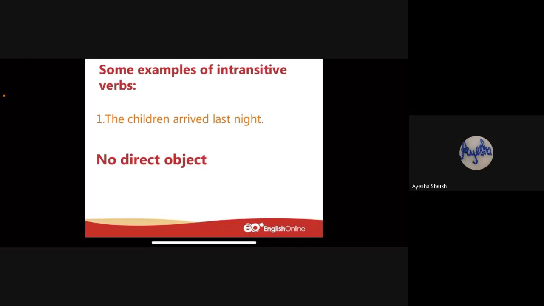So arrived is intransitive verb. When you ask the question, the children arrived what? The children arrived whom? There is no answer. So object is not given, and that's why arrived is intransitive verb. If you have any questions, you can ask. Continue.